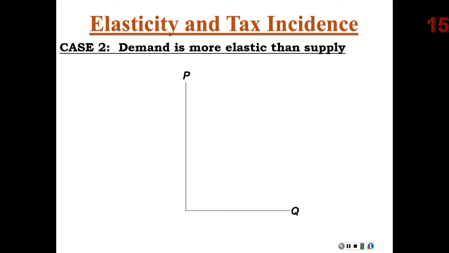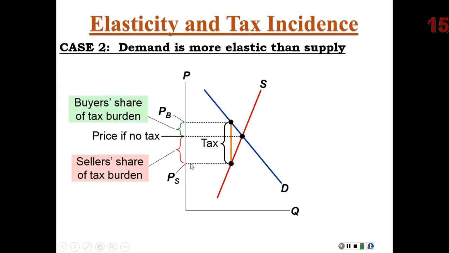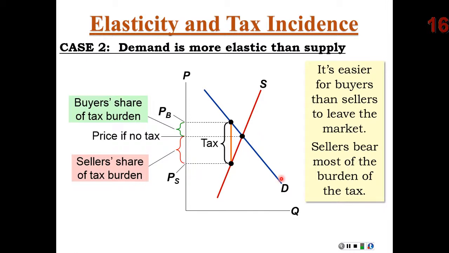Now let's reverse it. If demand is more elastic than supply, then the exact opposite would be true, wouldn't it? The same size tax would create a situation where the sellers would actually have a larger tax burden compared to the buyer's tax burden, right? And again, this would make sense because if demand is elastic, that means that buyers can effectively leave the market more easily than the sellers could. That's what elastic means, okay?